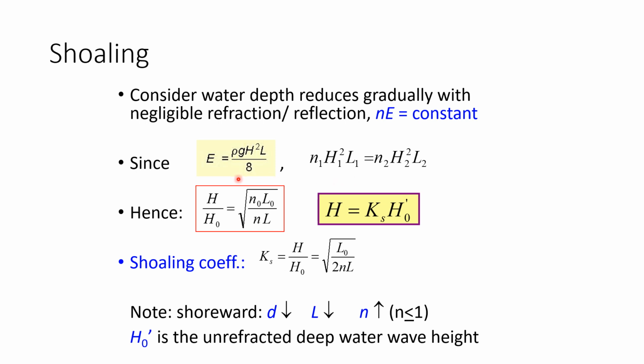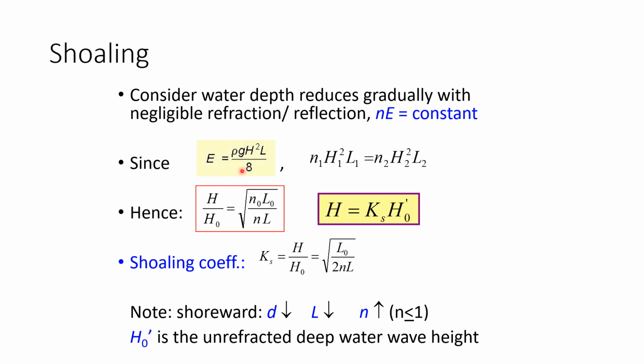So when the wave moves from one location to another location, where the water depth changes, the N value will change, the wave height H will change, and the wavelength L will also change, and they are correlated in this equation. If we rearrange this equation, we can write it in a form that looks like this. But you notice that here there are slight changes in the subscript.